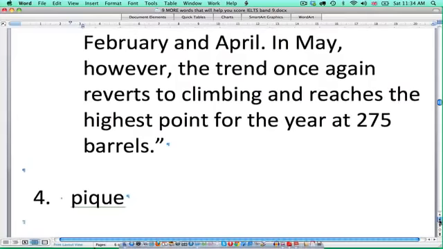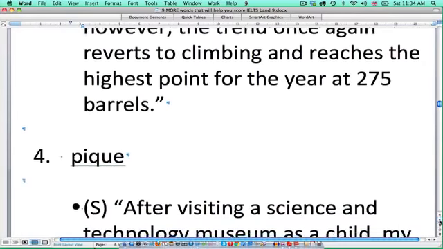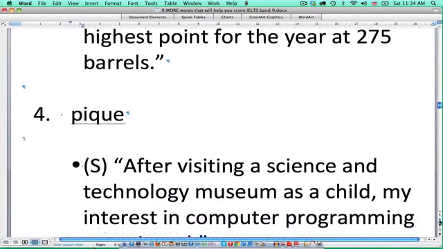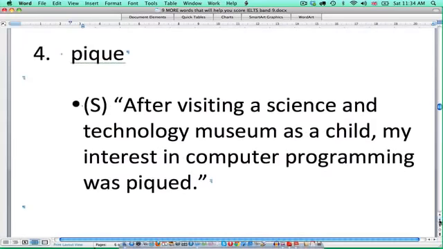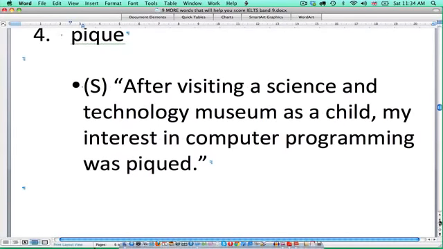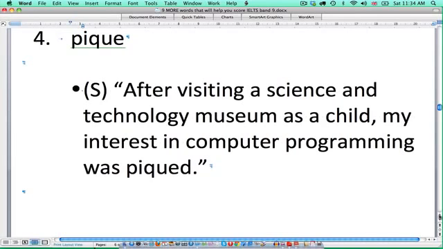Okay, word number 4 is peak, and peak is a verb that is used to describe something that stimulates interest. And so in your speaking in part 1, or perhaps even in part 3, you might be asked to talk about how you chose to get into the career that you're in, or how you chose your area of study, or something like this. And peak is a good word to use here.